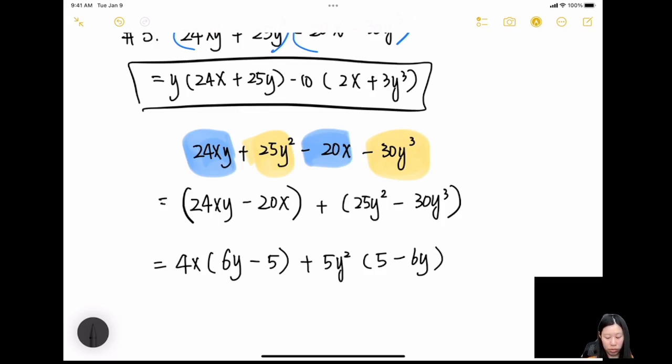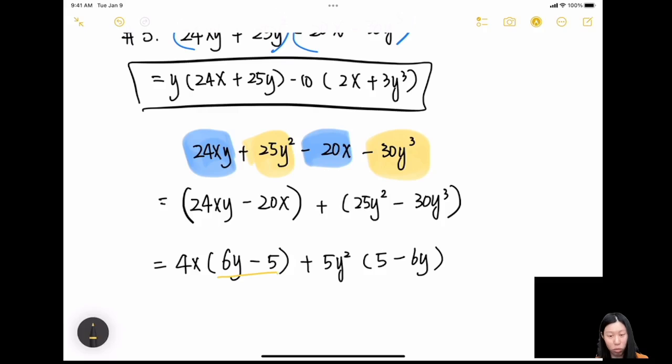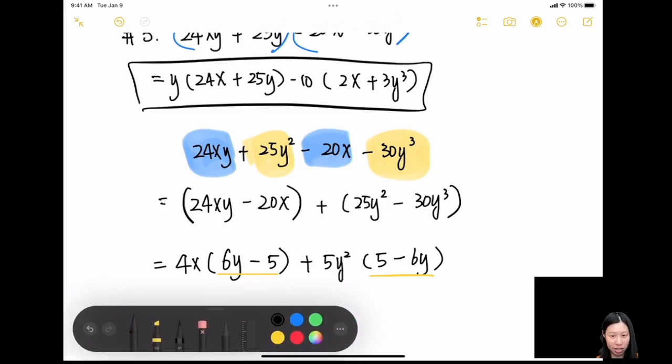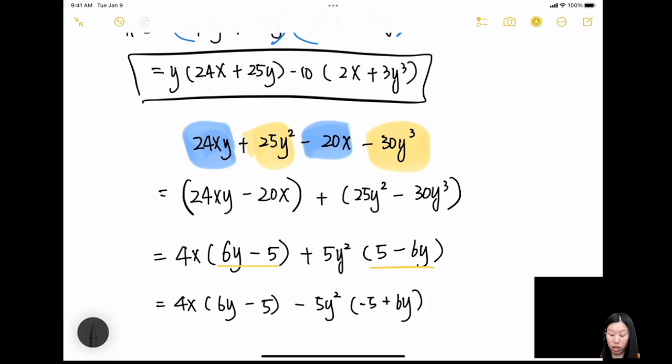Ooh, almost the same. So now take a look. We have a 6y minus 5. We have a 5 minus 6y. They're the same, but with opposite signs. What you would do is you change the sign by pulling out a negative sign. Pull out the negative 1. So I have negative 5 plus 6y. So now they're the same.